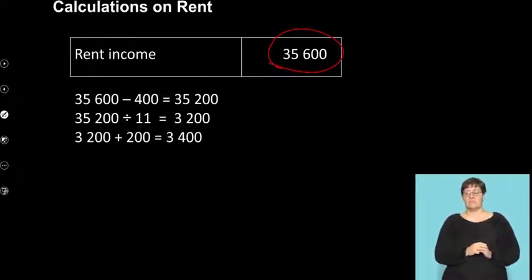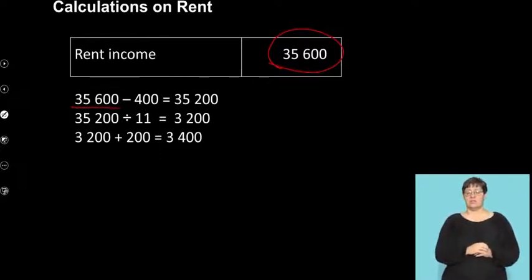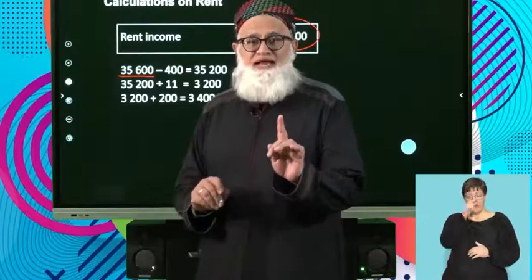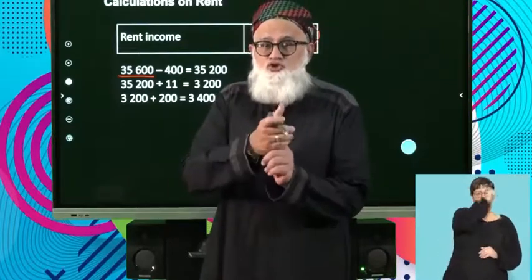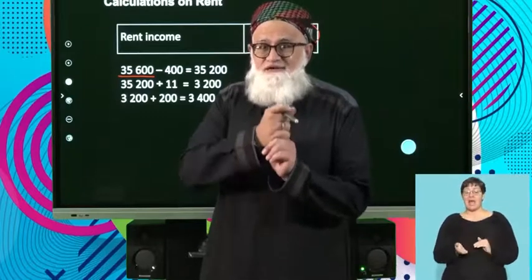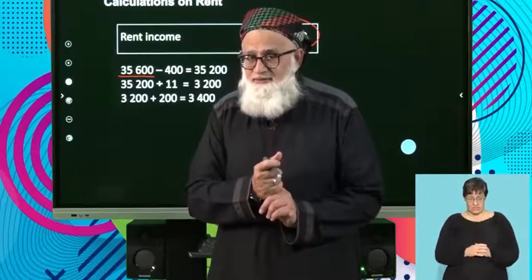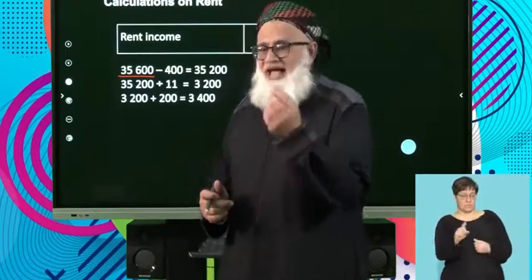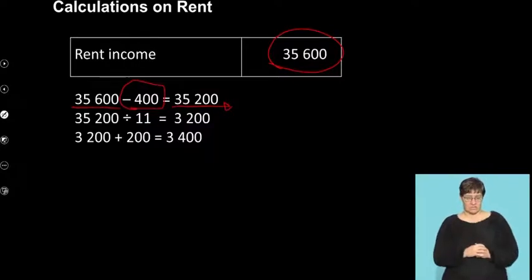Step number one, start off with your 35,600. And remember, you know that the rent was increased from the 1st of April. So April and May, those 2 months, the increased rental works out to 400 Rand. Got it? So what do I now do? I now say, fine, take my 35,600 minus the increase of 400, which will give me a figure of 35,200.